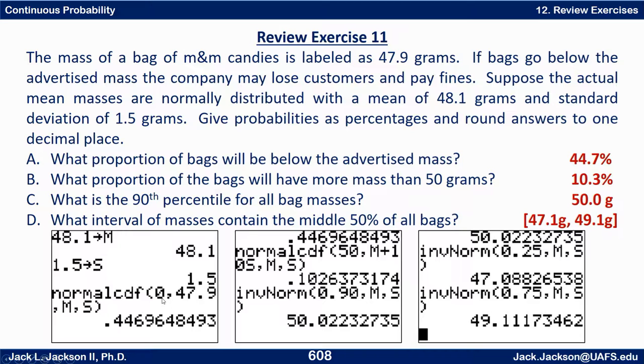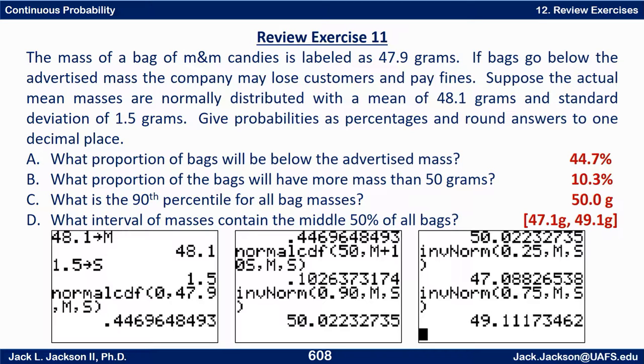So we want to go from, well, the lowest mass you could have is actually 0. So let's just go from 0 to 47.9 with that M and S, and we get 0.44696. You could have used M minus 10S instead of the 0. That would have given the same thing. So that happens about 44.7% of the time, which is quite a bit in this case. So they might want to, if this was true, this may not be true data here, but if it was, they might want to change their thing a little bit here.